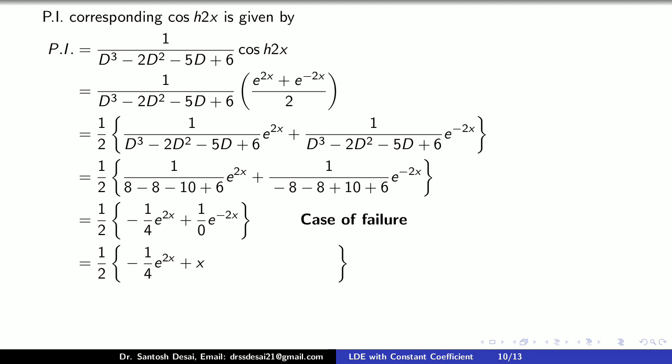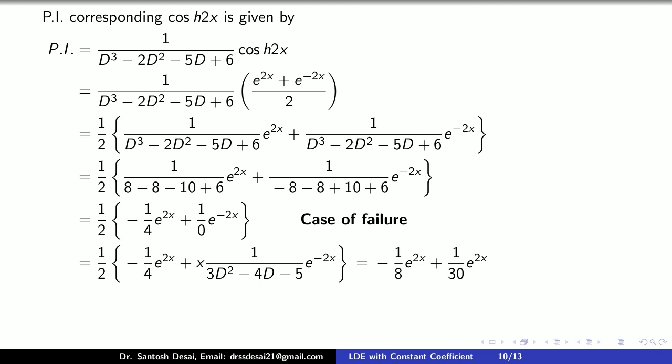So the derivative term is d cube minus 2d square minus 5d plus 6. Its derivative is 3d square minus 4d minus 5 into e raised to minus 2x. Now once you complete this, again we follow the same procedure, that is put d is equal to minus 2, and simplifying this we get, so the first part is 1 minus 1 by 8 e raised to 2x. So if I put d is equal to minus 2 in the second part and multiply it by 2, we get 1 upon 30 e raised to 2x.